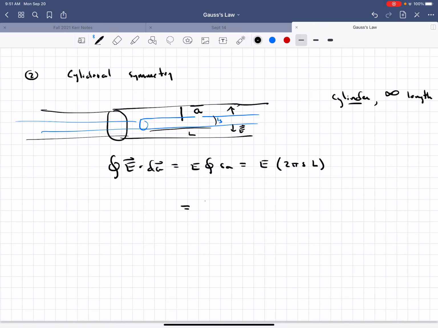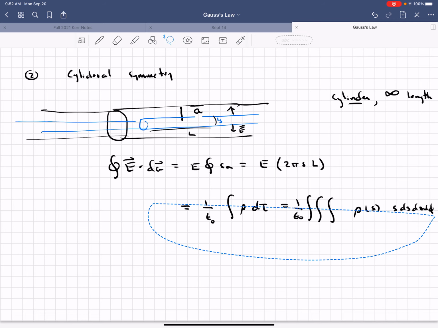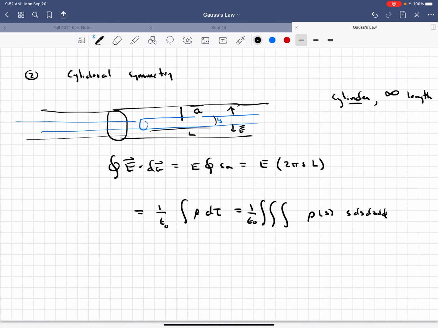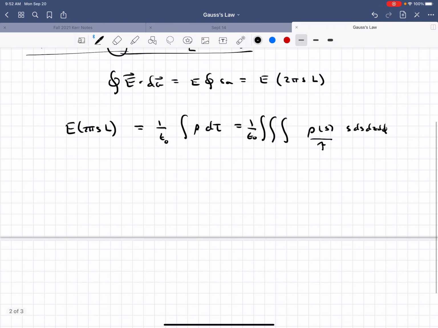Now on the other side of this equation, I'm going to be setting this equal to the integral of 1 over epsilon naught rho d tau. And in the case that I have cylindrical symmetry, whatever rho is has to be a function of s. So my E times 2 pi sL equals this, and rho has to be a function of s only, because otherwise I don't have cylindrical symmetry in terms of my charge distribution. When I do this phi integral, that's not a problem.